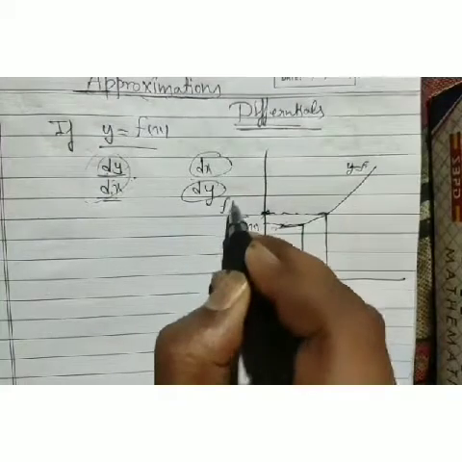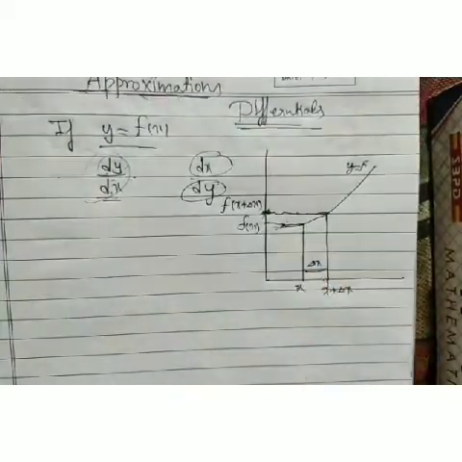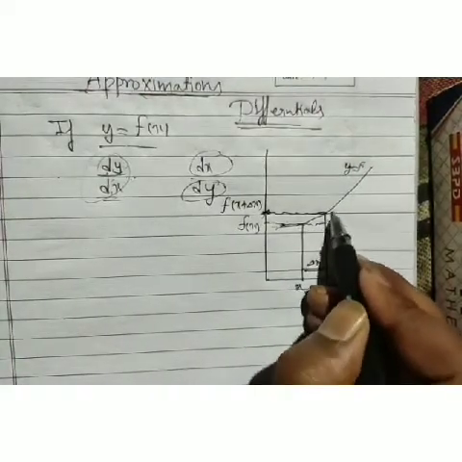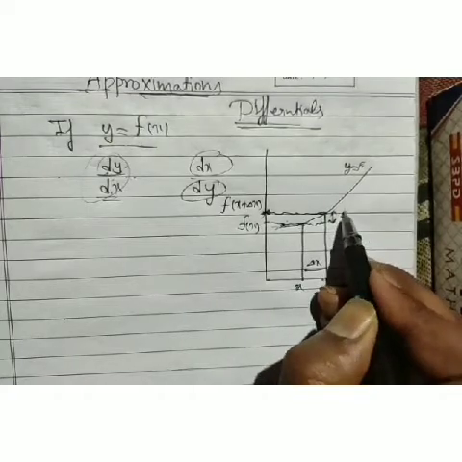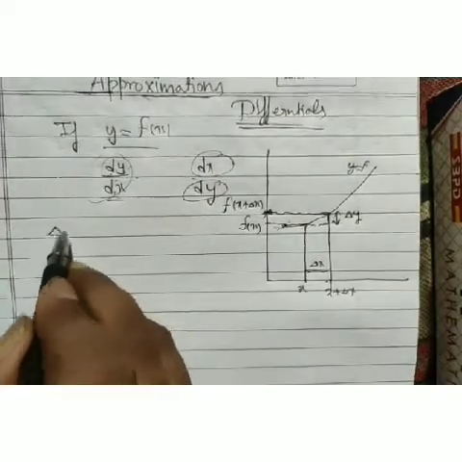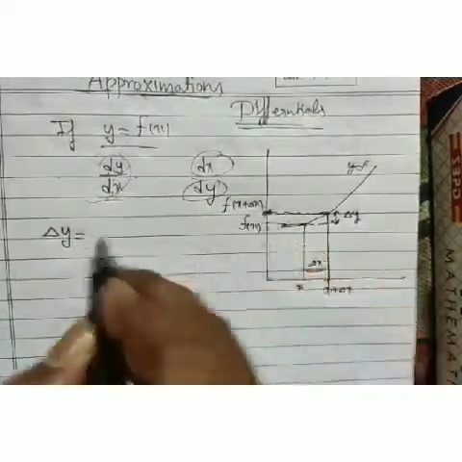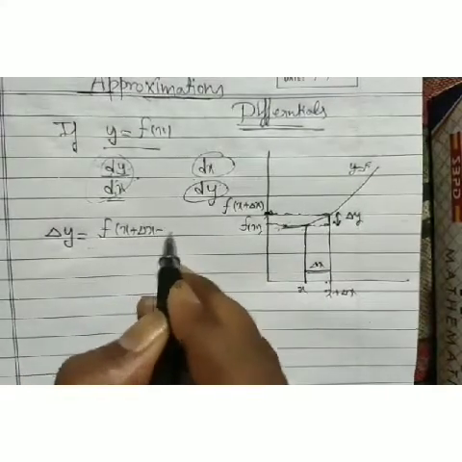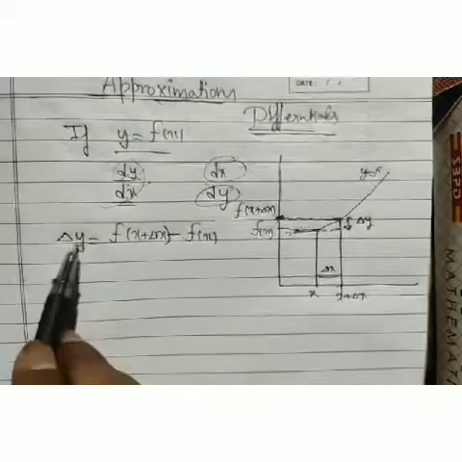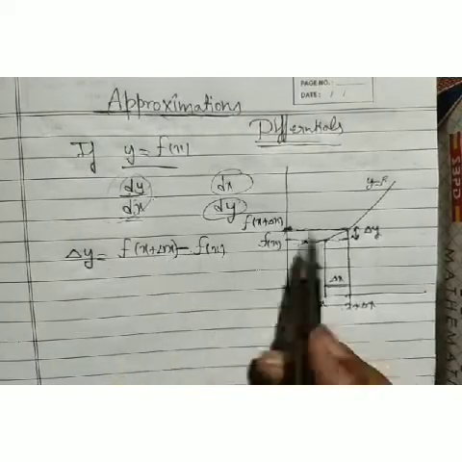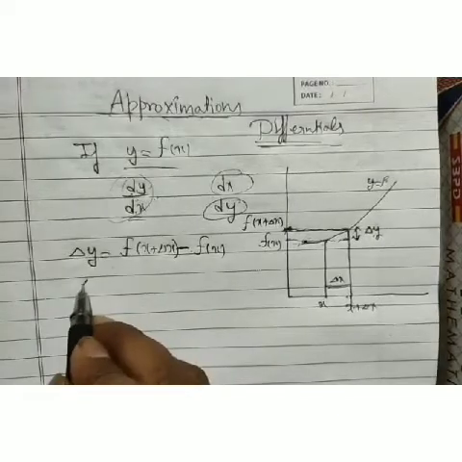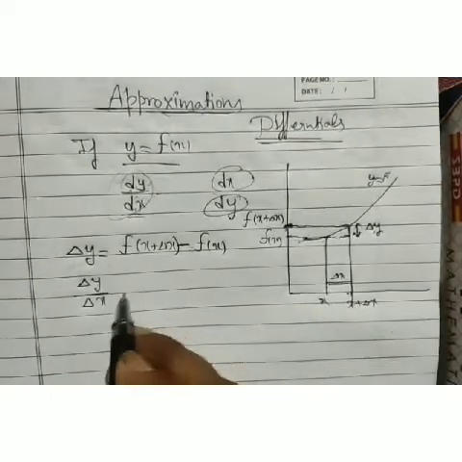This point is x plus delta x. Then what about this distance? This is our small delta y. How can we define the value of delta y? It's the difference between f(x plus delta x) minus f(x), from this point to this point. If we divide this value by a small delta x, then what do we have?